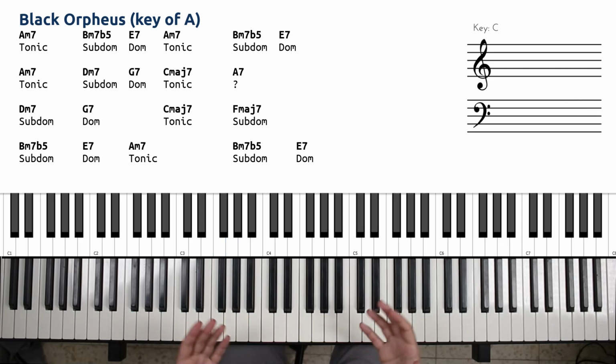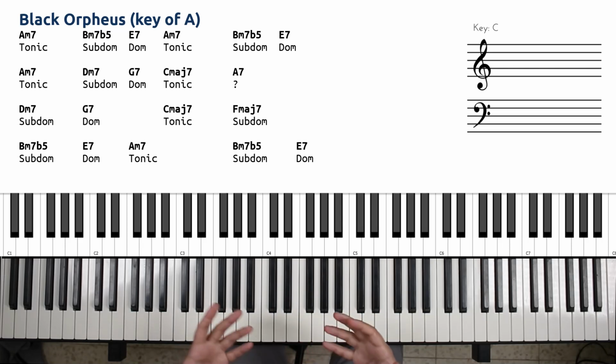Now, one simple way to understand this progression using functional harmony is to think of it as comprised of two keys. It starts out in A minor, and you can see I've highlighted on the screen the roles of the different chords in this A minor, which chord plays a subdominant role, which plays a dominant, and which plays the tonic.